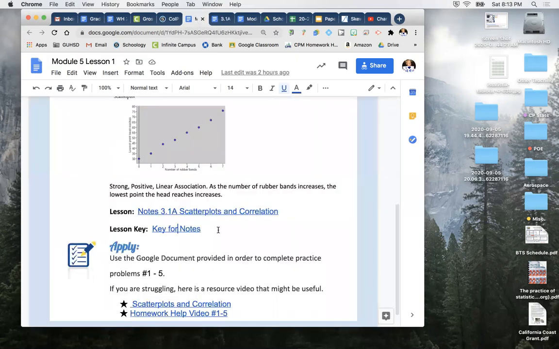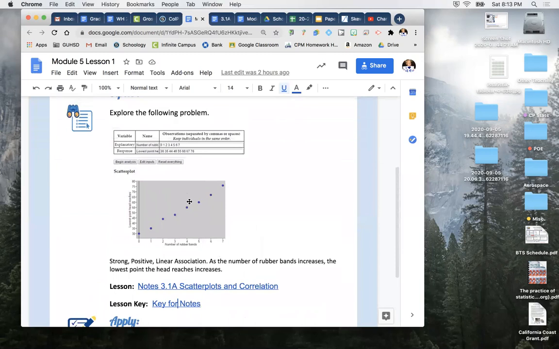So when I come back over to this, we have a scatter plot right here. This one is talking about a number of rubber bands and the lowest point that a Barbie's head gets. We're going to refer to this a couple times, but it was basically an experiment where you put a Barbie up to a meter stick, and it looks like at 0 rubber bands, the Barbie is measuring 30 centimeters down that meter stick.